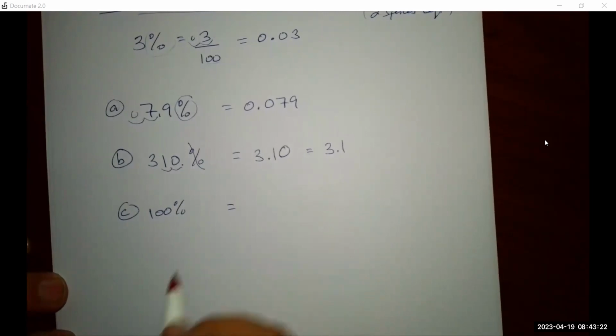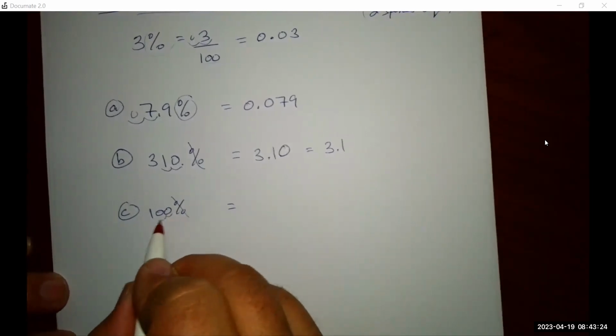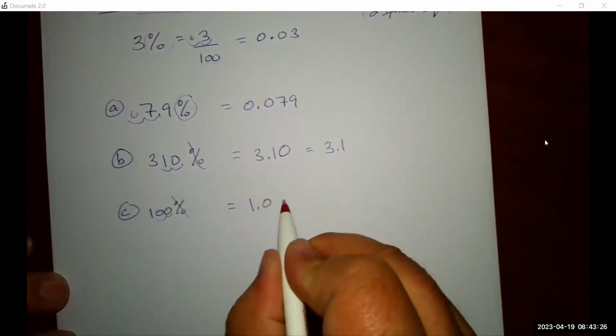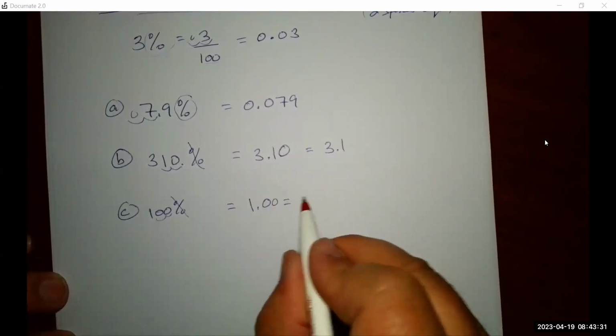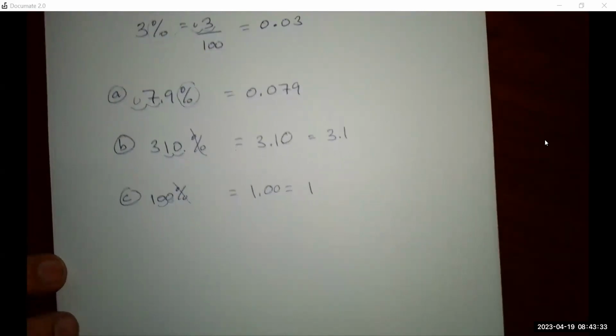How about 100%? We just talked about one of those. Drop the percent, move it to the left. 1.00. Since these are all zeros, I don't need those. It's just 1.